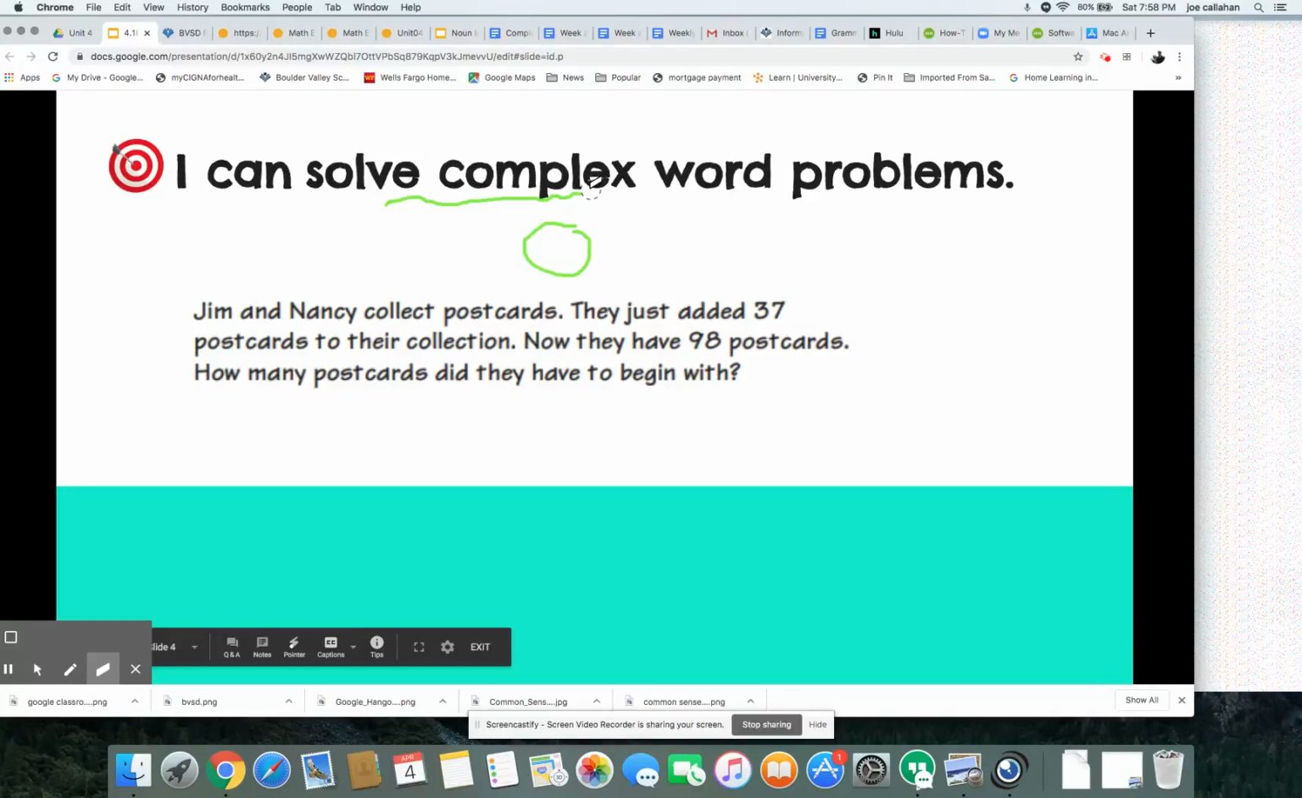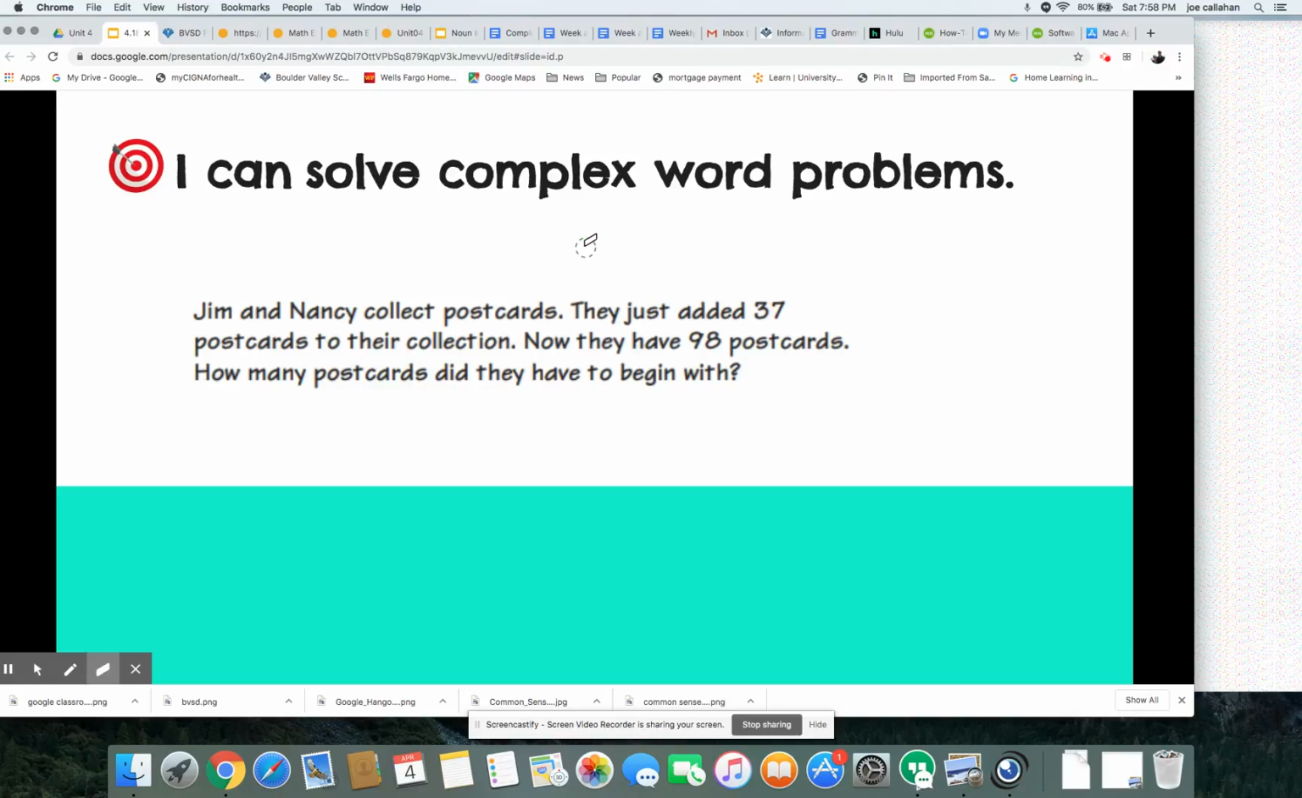We're going to start with this one today. Jim and Nancy collect postcards. They just added 37 postcards to their collection. Now they have 98 postcards. How many postcards did they have to begin with? So let's code the text while we read.